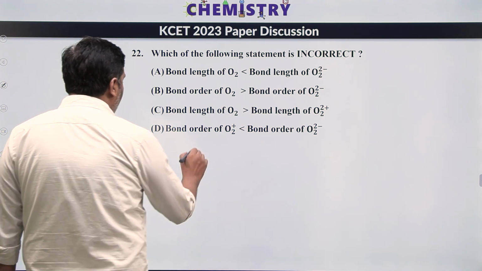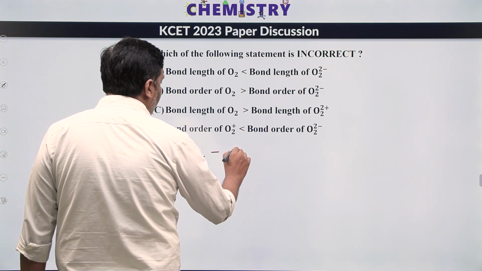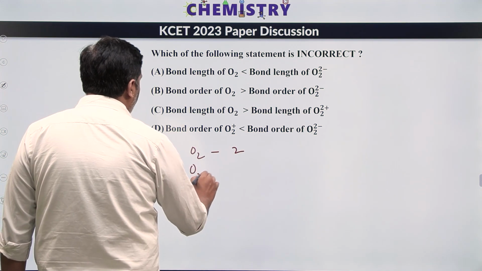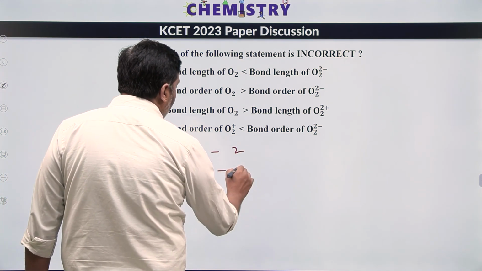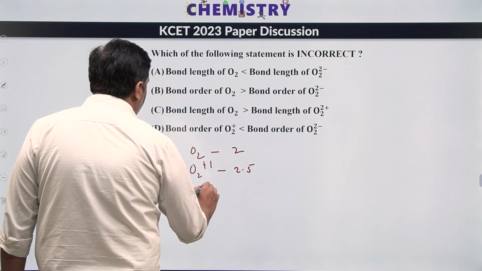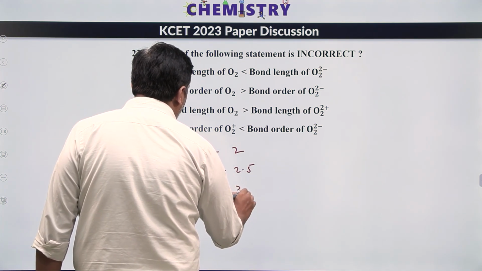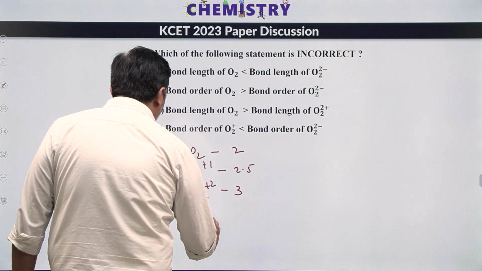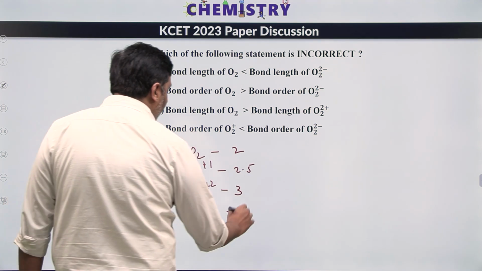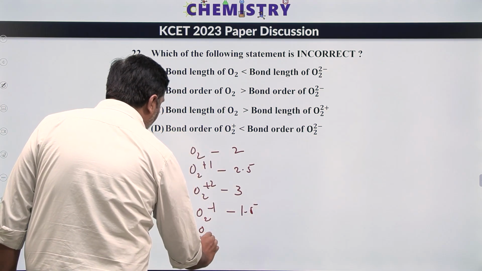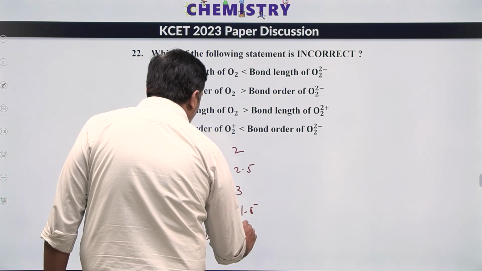So bond orders, you know that for the O2 molecule the bond order is 2, for O2 plus 1 the bond order is going to be 2.5, and for O2 plus 2 the bond order is going to be 3. Similarly, for O2 minus 1 the bond order is going to decrease, now it is going to be 1.5, and for O2 minus 2 the bond order is going to be 1, right?